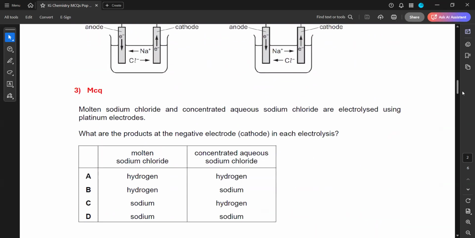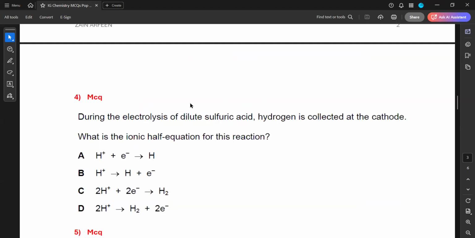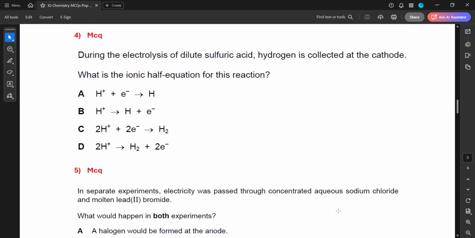Moving on to the next question. Question 3, any doubt? If you don't have a doubt, I'll just let you know the answer. Otherwise, I'll give an explanation. Question 3, any doubt? No, sir. No doubt. The correct answer for this one is C. Question 4, any doubt? Question 4.